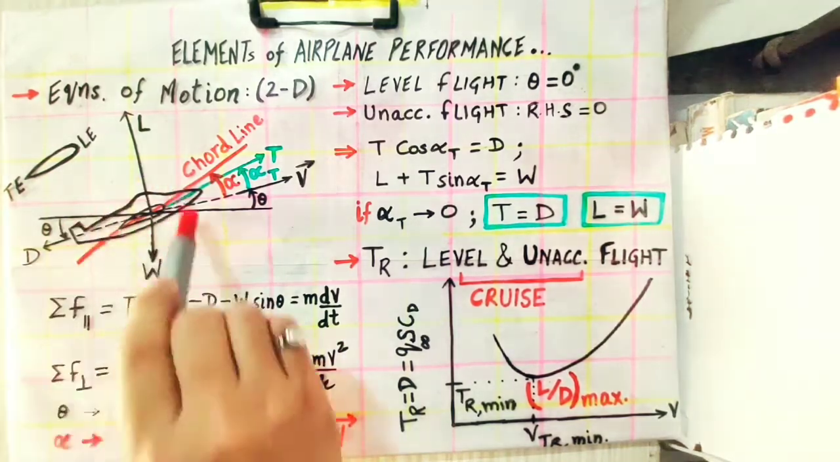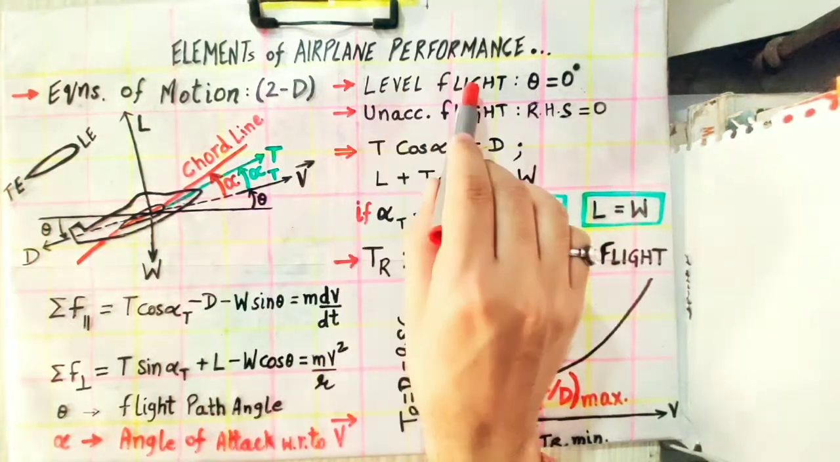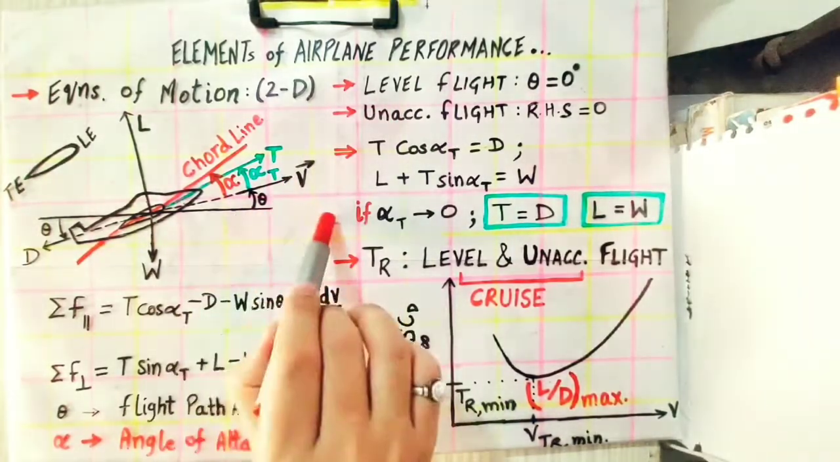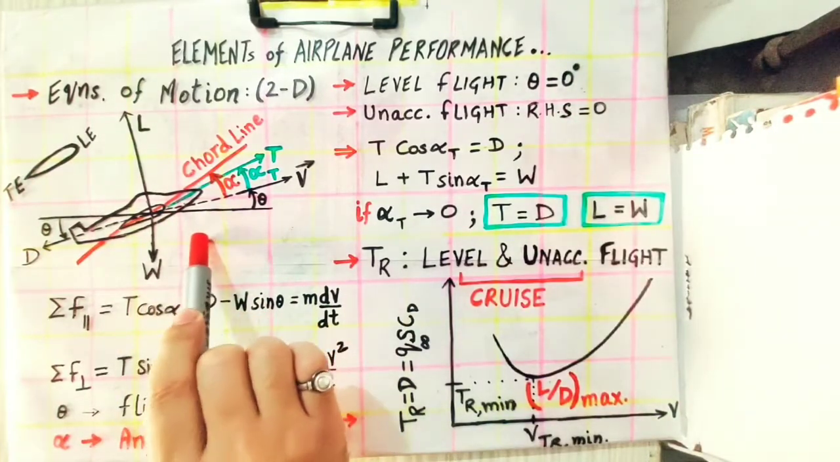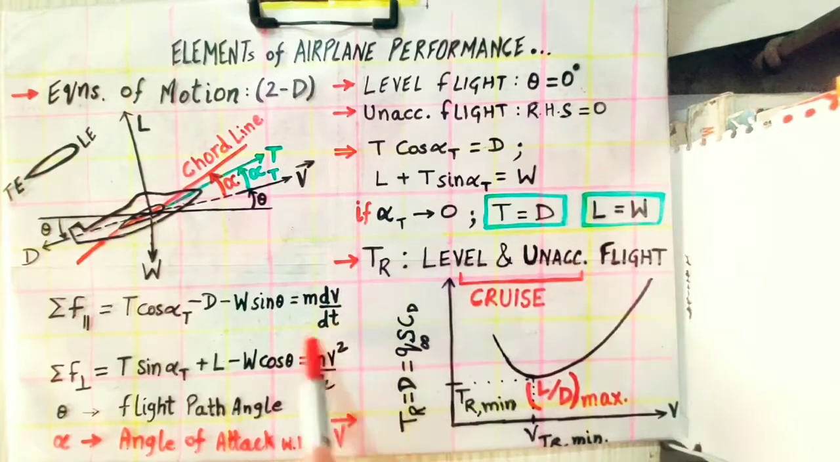Since this force is centripetal force and this force is centrifugal force, they will balance each other at this moment. Okay, now let's say we have a level flight, that is, V is in the horizontal direction, where theta will be equal to 0, and say that the airplane is flying steadily, or say it is unaccelerated flight, which means the right-hand side acceleration part will be 0 in both these equations.